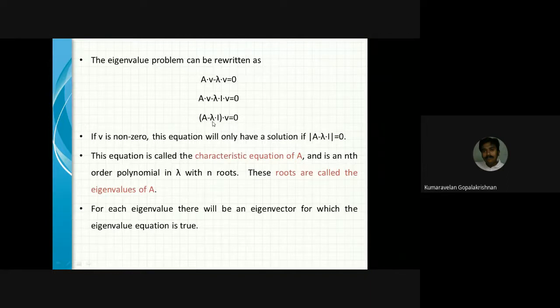The roots are called lambda, right? That is eigenvalues. With this lambda, I will find out the value of the corresponding vector. So this is the formulation for finding out the eigenvalue and eigenvector with respect to the matrix A. Don't worry, I will explain everything with a running example.